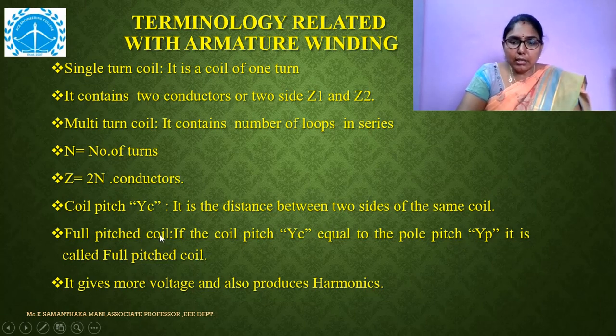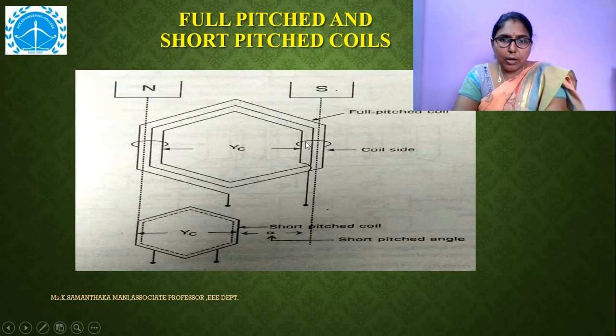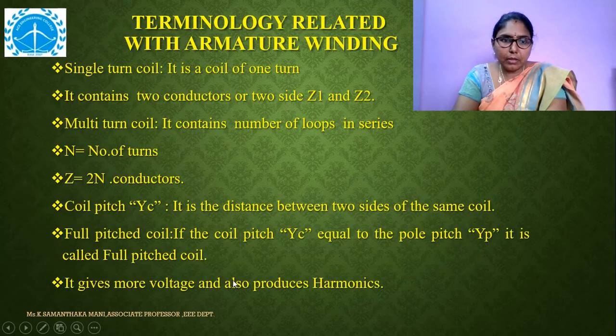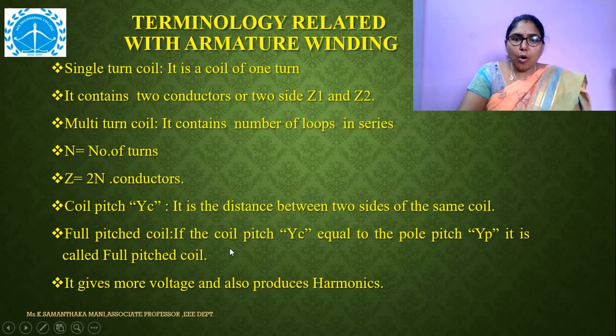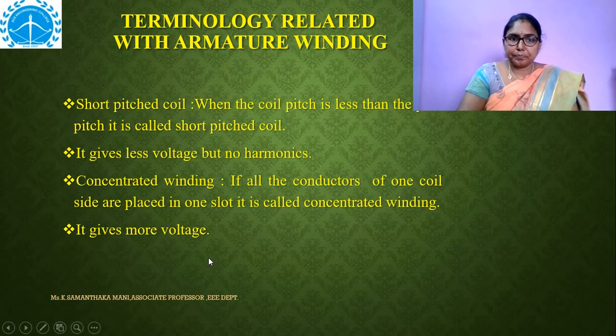As I showed you in the simplex and double layer diagram, and earlier in the full pitched coil and short pitched coil. For a full pitched coil, the coil pitch Yc equals the pole pitch Yp. It gives more voltage, and also produces harmonics. One advantage is that it gives more voltage, no doubt, because of its full pitched nature, but there is a possibility of harmonics.